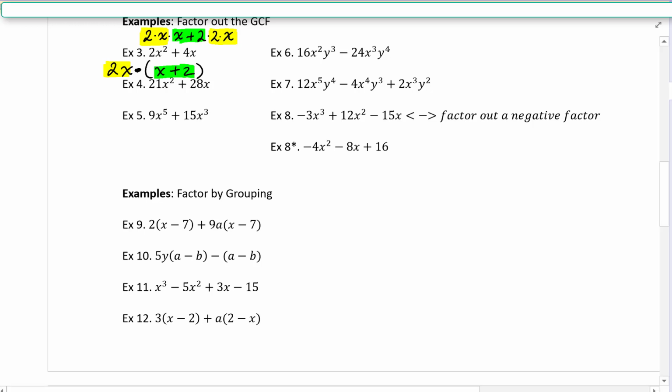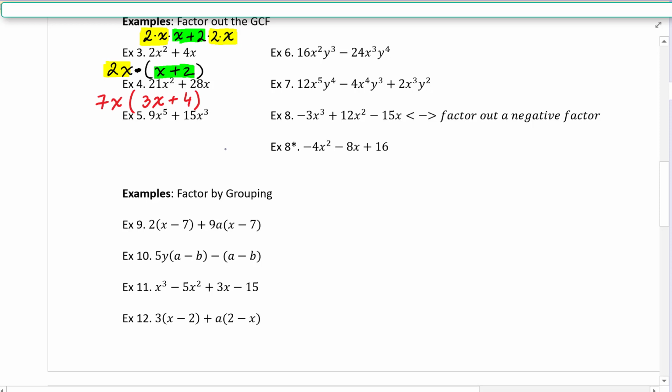So a common factor in example 4 is 3x. And what is left? 7x plus, oh, sorry, it's not 3x because I have 21 and 28. Both of them can be divided by 7, sorry, not by 3. So 7x times 7 times what gives us 21? 3. So 3x plus 4. Now it's correct.